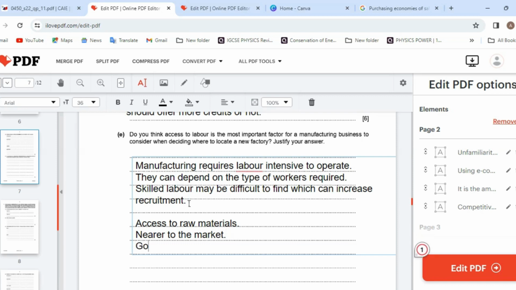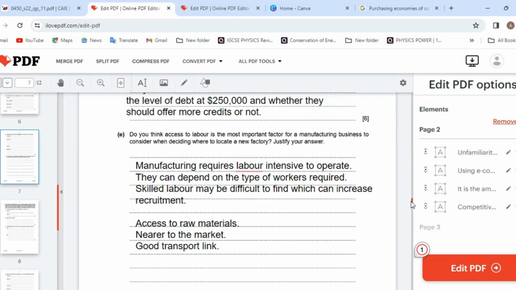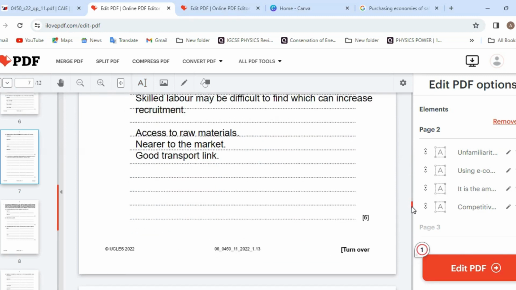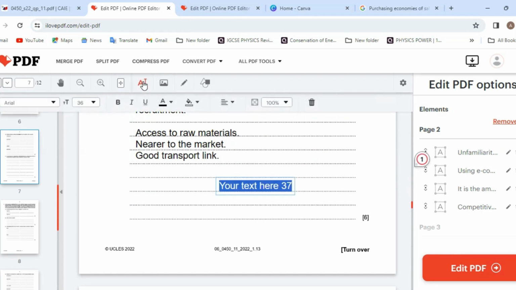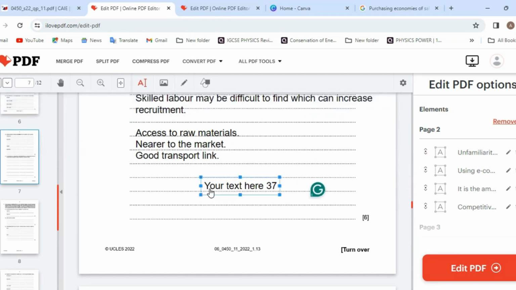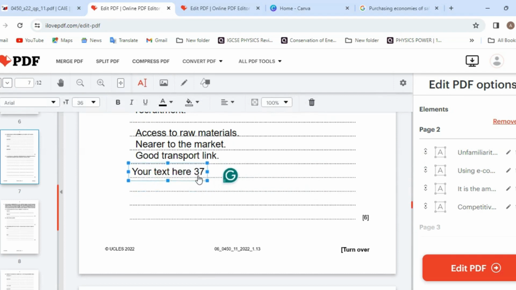Also, don't forget good transport. Good transport links, so that goods will be arriving when needed. Now, based on this, let us justify our answer: labor is important for a manufacturing business to consider. Okay, now let us add our text box and put a little justification here.